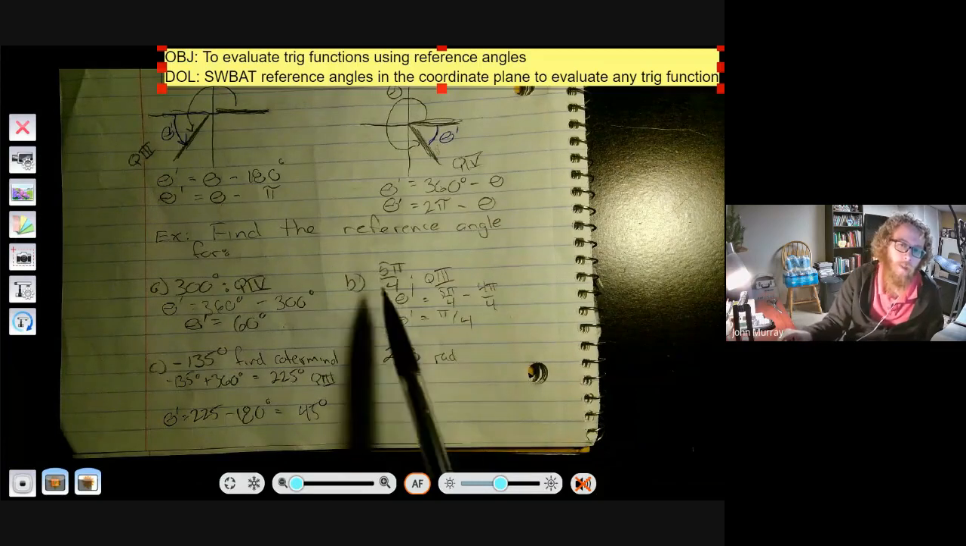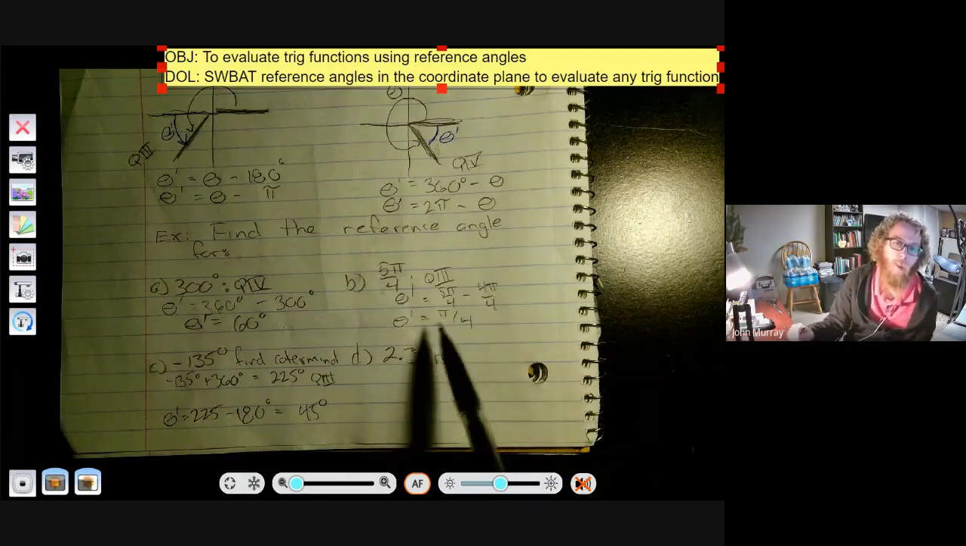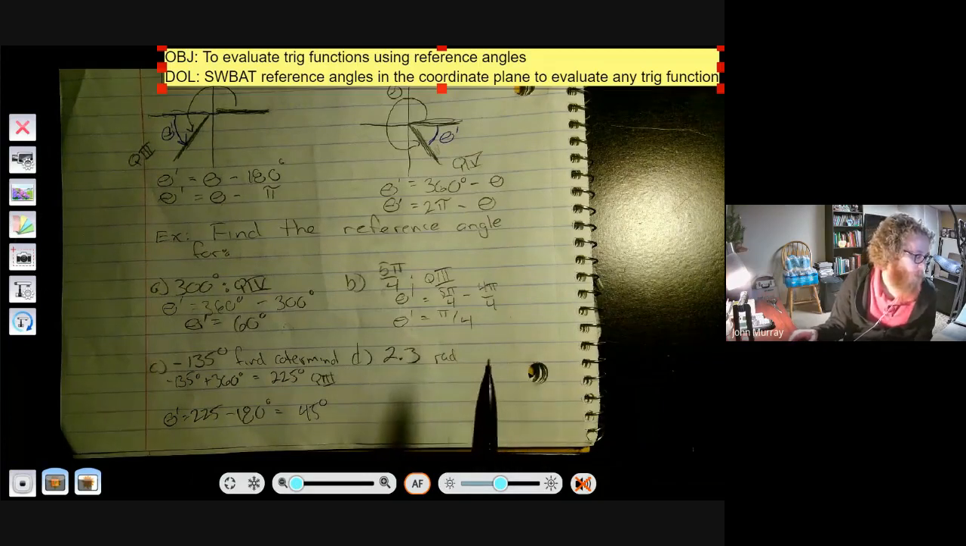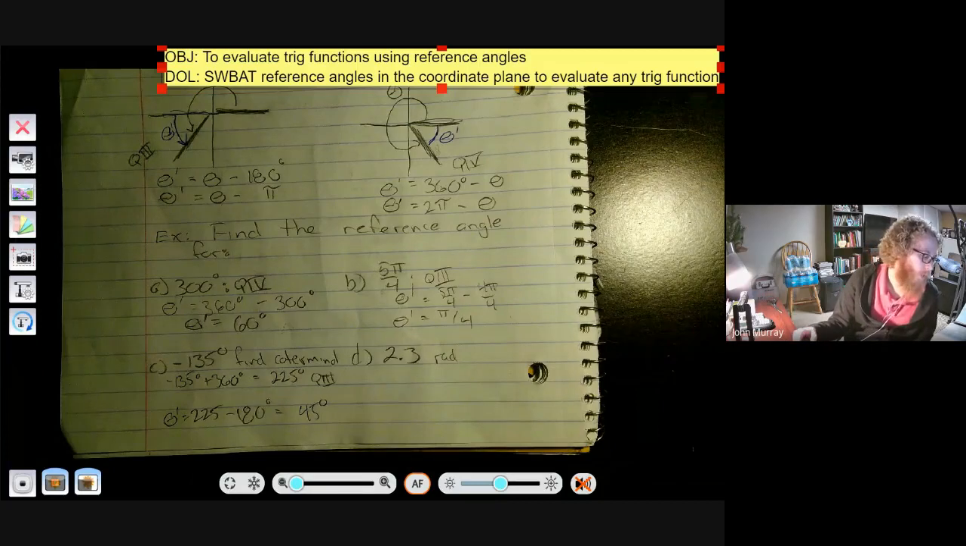Now, normally, we like our radians to have pi, so when we subtract, we keep that pi there. If you don't see pi in the original angle, pi will not be in your reference angle.